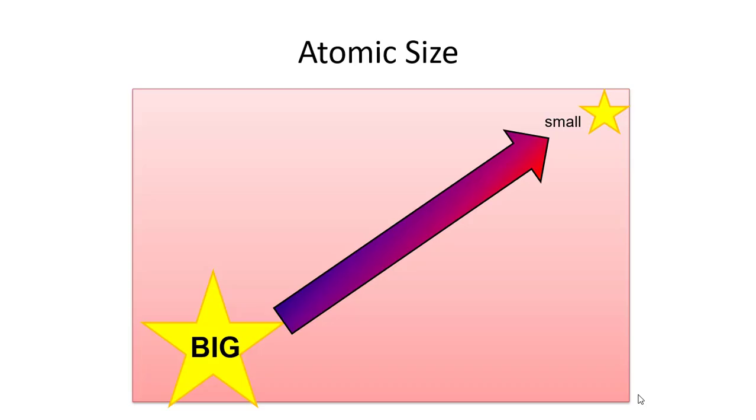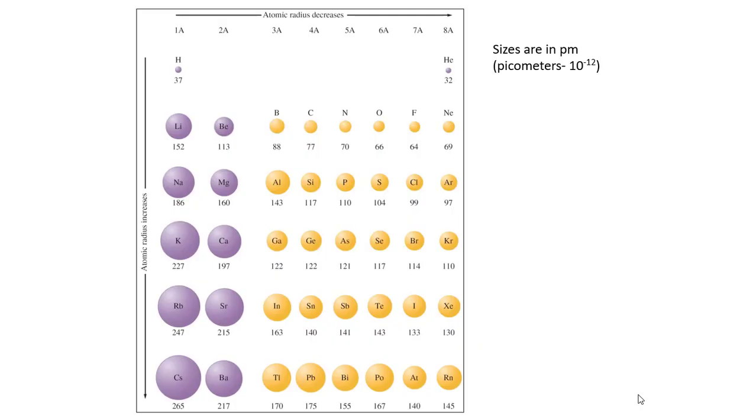All right, atomic size. So the general trend for this is it's bigger in the bottom left and it's smaller in the top right. Okay, so here are the different atomic radii that you see. Cesium, barium, all of them. But notice how it's biggest in the bottom left and going to the top right. Now, all of these sizes are in picometers. A picometer is 10 to the negative 12 meters. So that means that hydrogen is 37 picometers or 0.037 nanometers.